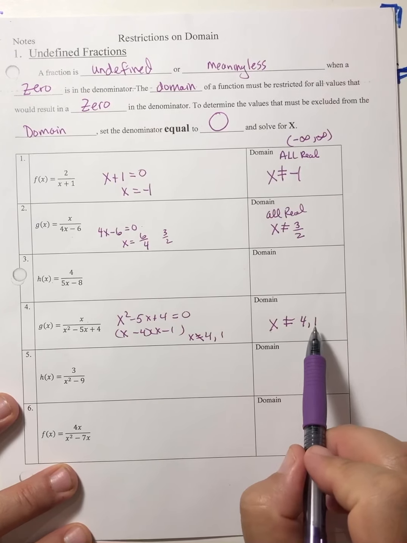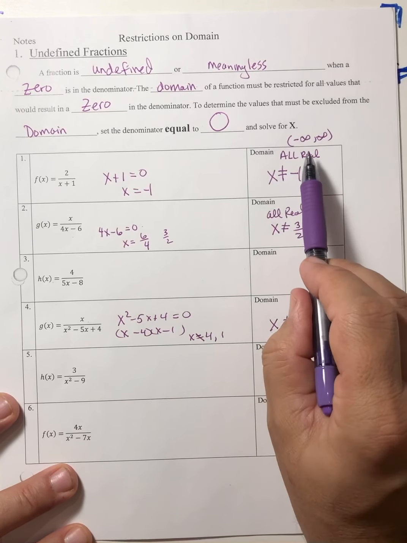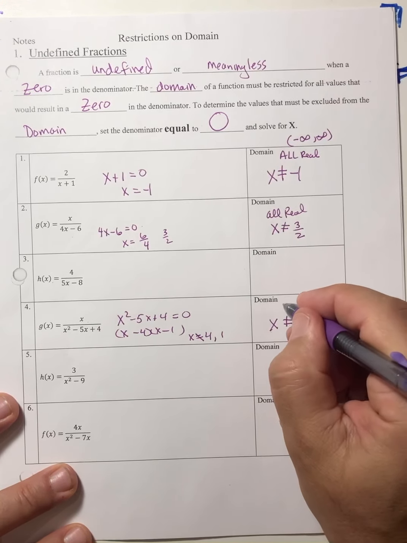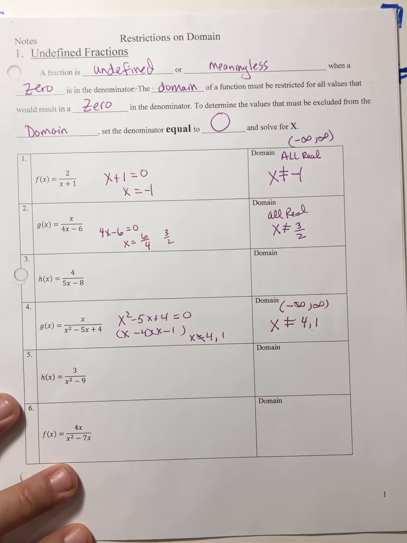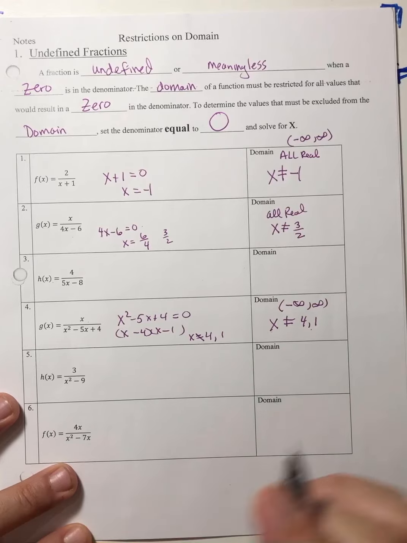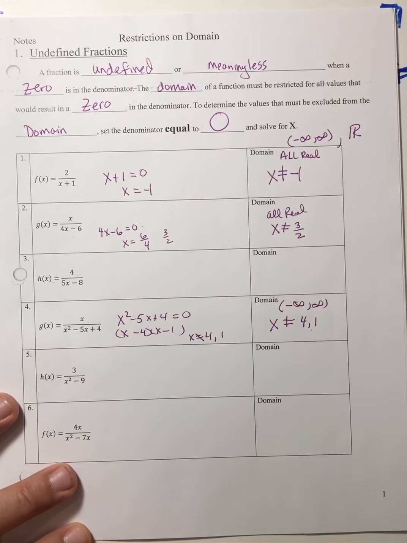Technically speaking, if I'm telling you what x does not equal, I don't need to say all real. If you want to, you can have fun and use your symbols, or we could just use all real, the fancy R.